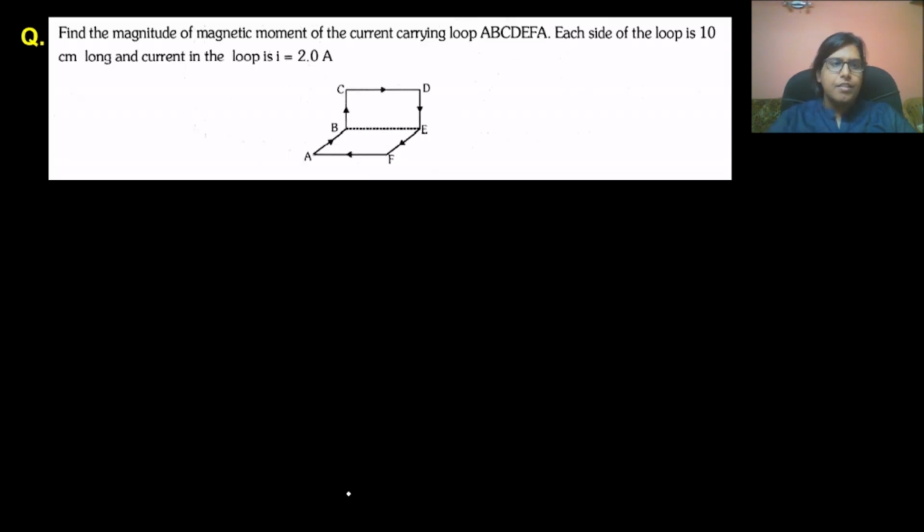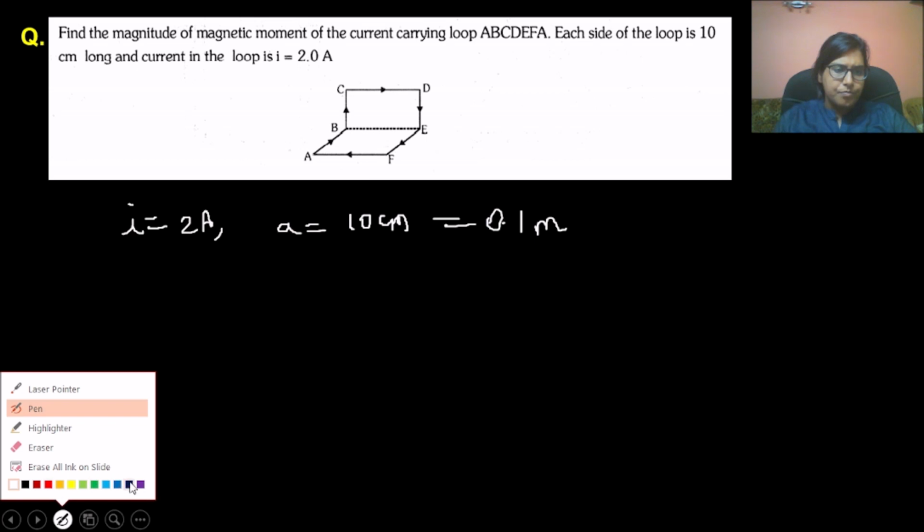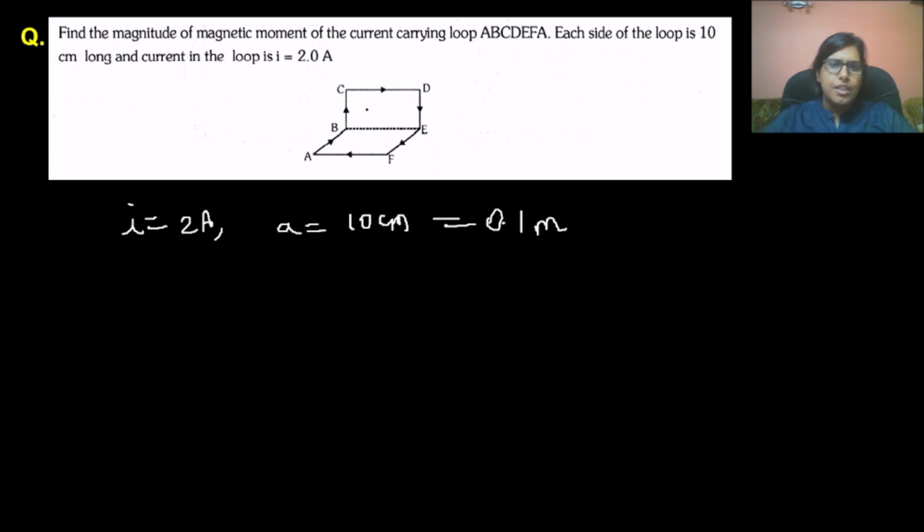Now we will solve a question. Find the magnitude of the magnetic dipole moment of the current carrying loop A, B, C, D, E, F, A. Each side of the loop is 10 cm long and the current in the loop is 2 ampere. So I is given as 2 ampere, and the side is 10 cm, that means 0.1 meter. Each side is 10 cm, that means this is a square, and this will also be a square.